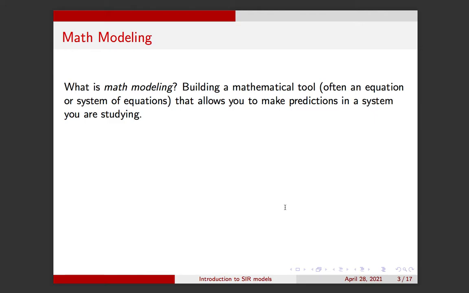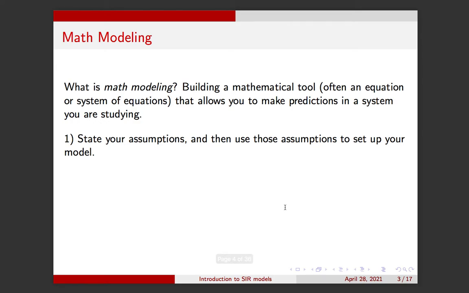First, though, let's just review what math modeling is, just to reset where we are, because that's what we're doing for the last week or so of class. So what is math modeling? This is not news to you, but it's building a mathematical tool, usually an equation or system of equations, that allows you to make predictions in a system you're interested in. So modeling has 4 steps. You have to state your assumptions, and then those assumptions drive what model you write down. So if you're going to neglect air resistance, you'll write down a different equation than if you take air resistance into account, things like that.